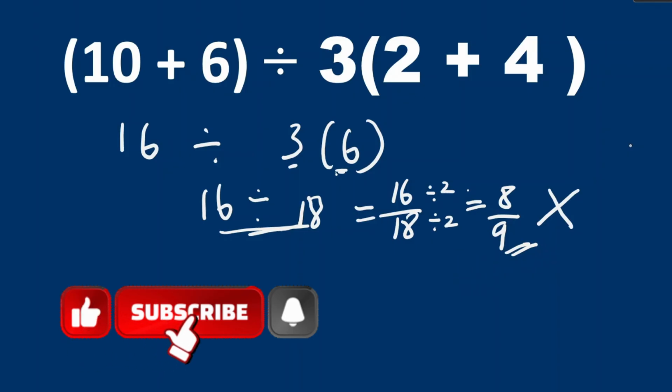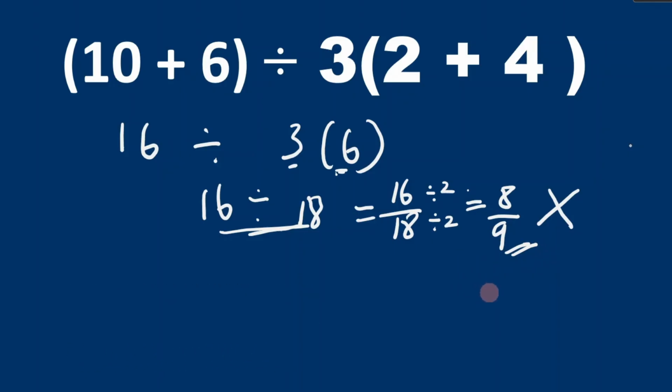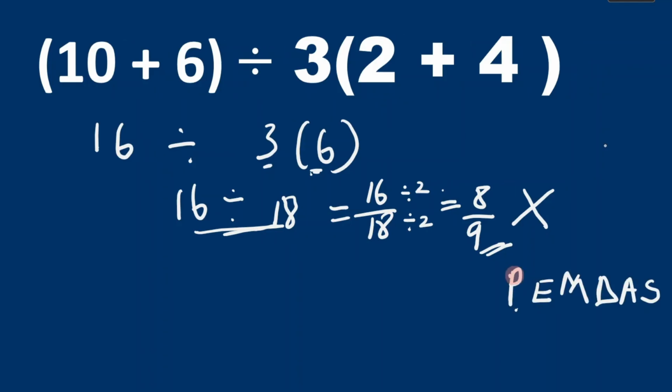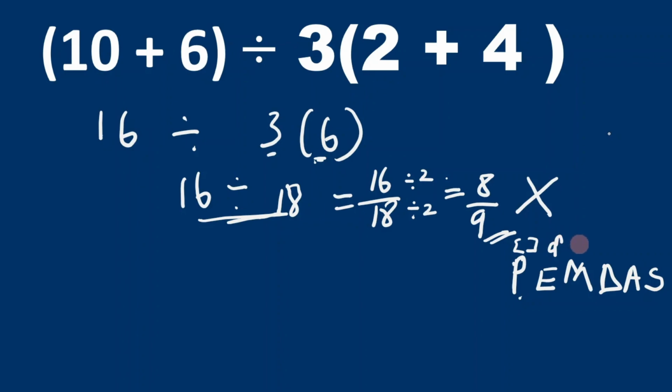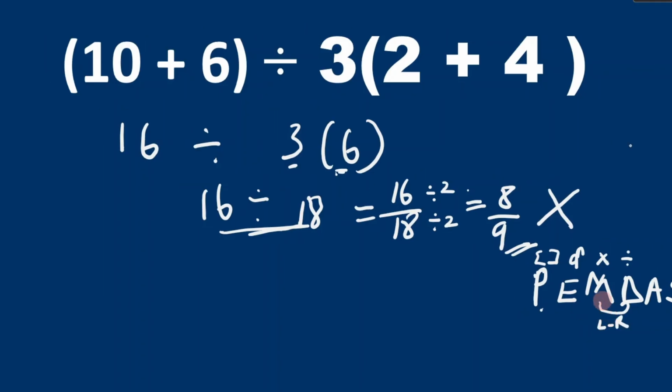So if we are to solve this, what is the first thing we have in mind? We should remember our order of operation, which is PEMDAS. PEMDAS shows that we should solve the parentheses first, then the exponent, followed by multiplication and division. Note that multiplication and division are on the same level. They have the same priority, meaning that you go from left to right. If multiplication comes first, you solve it before division. If division comes first, you solve it before multiplication. That's what makes them be on the same hierarchy.